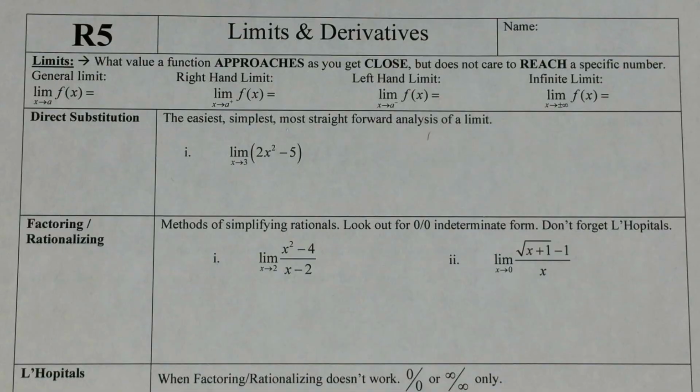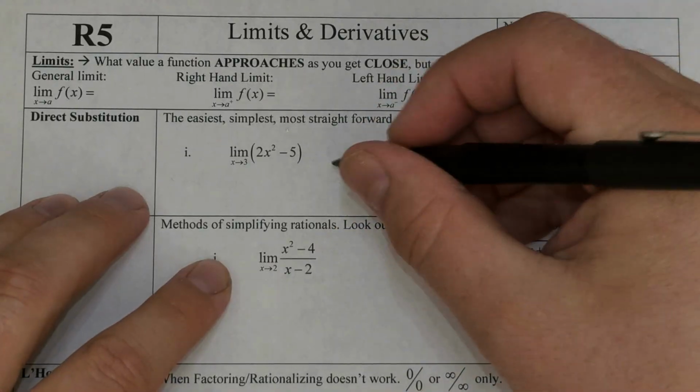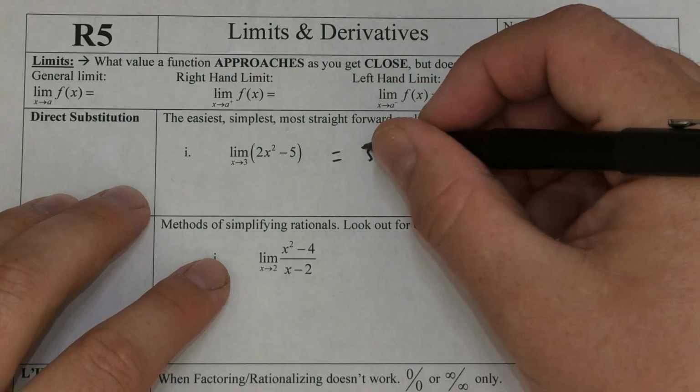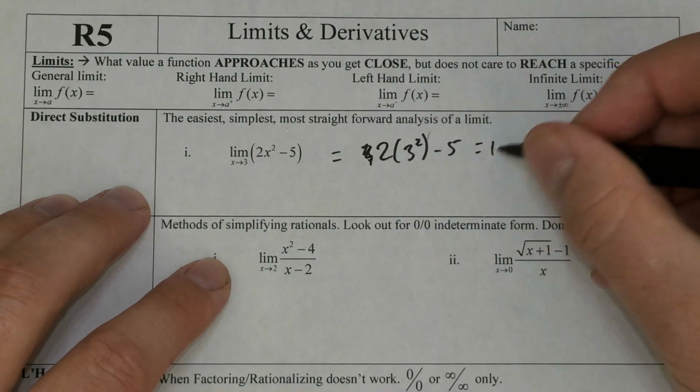Let's do some examples. That's mainly what today is. An example fast: front side limits, backside derivatives. Here we go. The simplest and easiest way to always evaluate a limit is just to plug it in, right? This would be 2 times 3 squared minus 5, I would get 13.